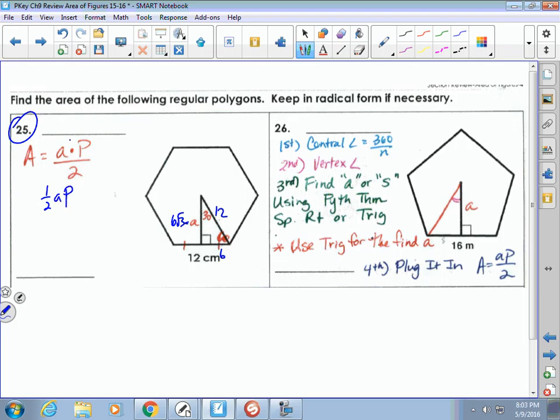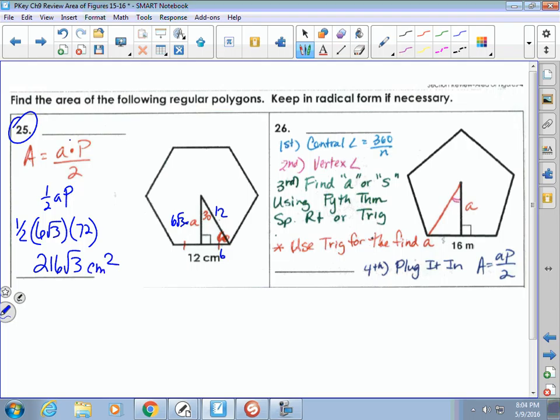You'd be expected to get the apothem. It's not going to be given to you. So 6 root 3, perimeter, be able to calculate that. That's just 6 times 12, because there's 6 sides. Each side is 12. That's 72, and we're going to take half of that. When you finalize, radicals should be in your answer. I am going to ask for exact answers, meaning leave the radical in your answer. So this was 216 square root of 3 centimeters squared.